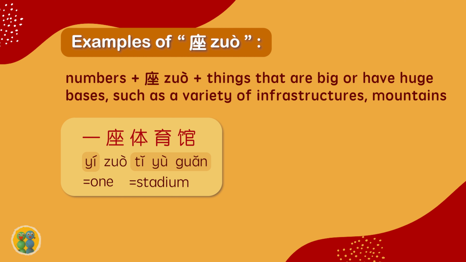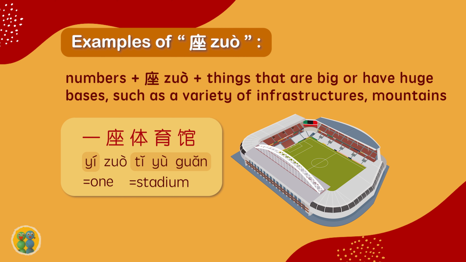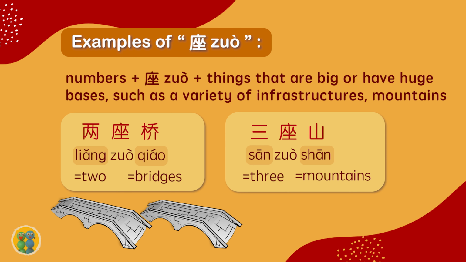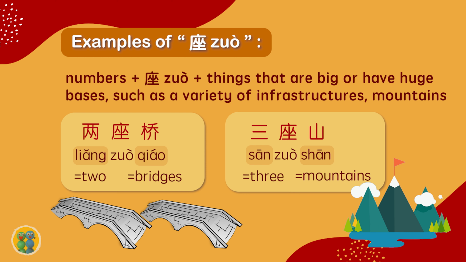Examples of 座. 一座体育馆. 一 means one. 体育馆 means stadium. 两座桥. 两 means two. 桥 means bridges. 三座山. 三 means three. 山 means mountains. You can see the nouns that use this measure word.